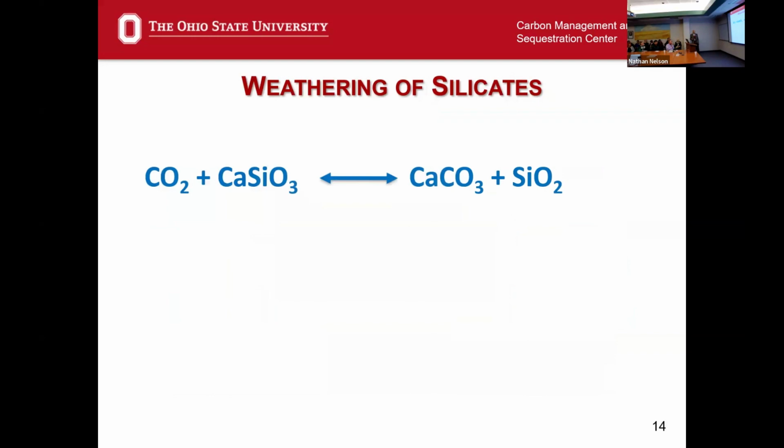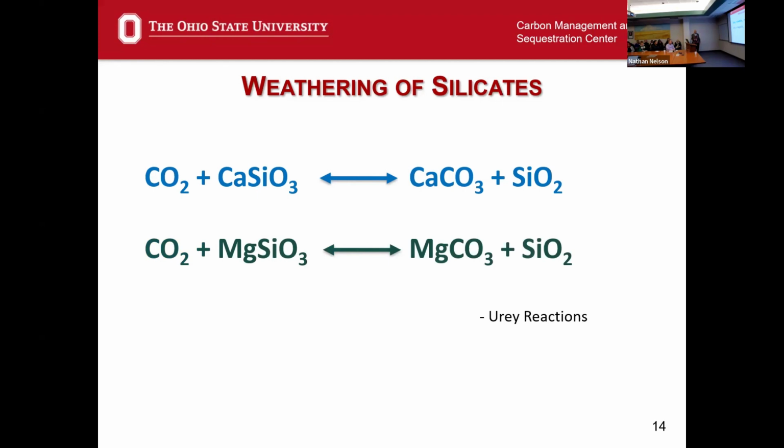Weathering of silicates has a simple equation: CO2 plus calcium silicate leads to the formation of calcium carbonate plus SiO2. And calcium carbonate, as you know, is long-term, it doesn't decompose quickly. So this is where carbon dioxide is absorbed by the weathering process and leads to the formation of long-term storage. Magnesium silicate is the same. These two equations are called Urey reactions. So these are long-term carbon cycle storage in the rocks.